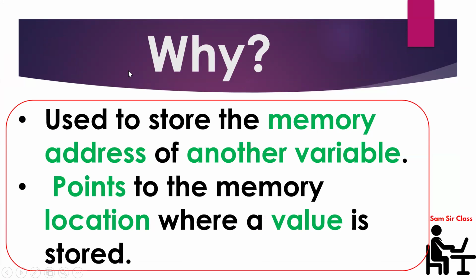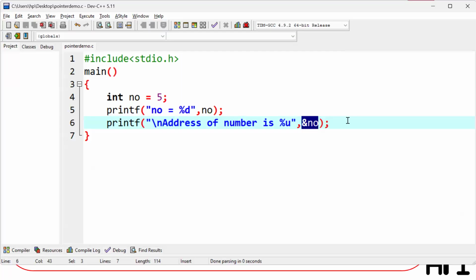Now, first of all, why is pointer required? Pointer is required to store the memory address of another variable. That means one existing variable is already there, keeping some value, but the address of that existing variable can be stored in another variable, which is known as a pointer variable.